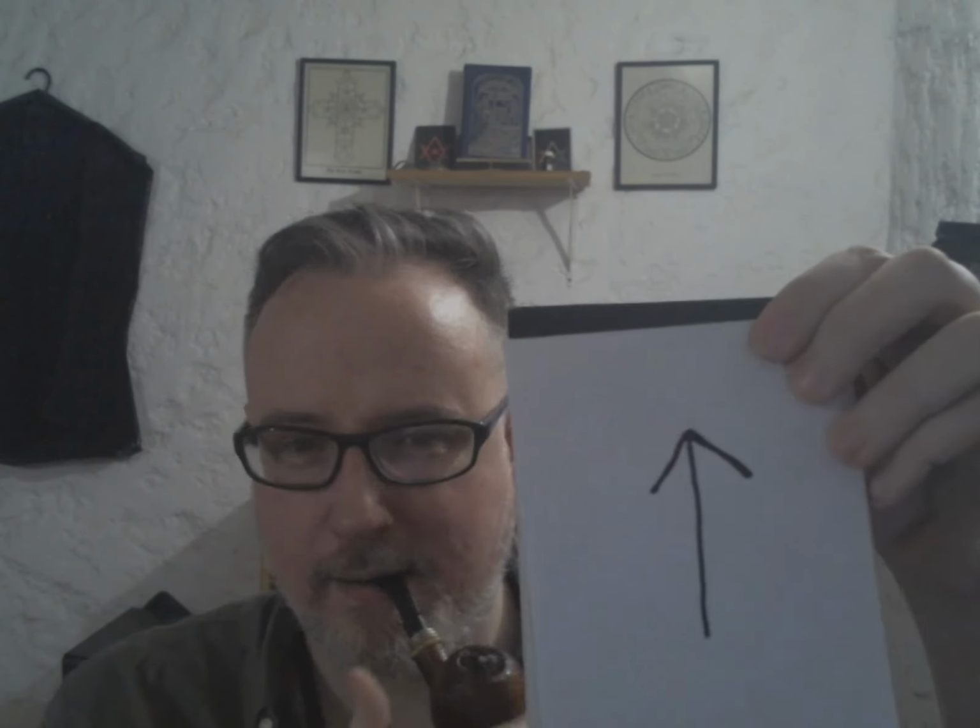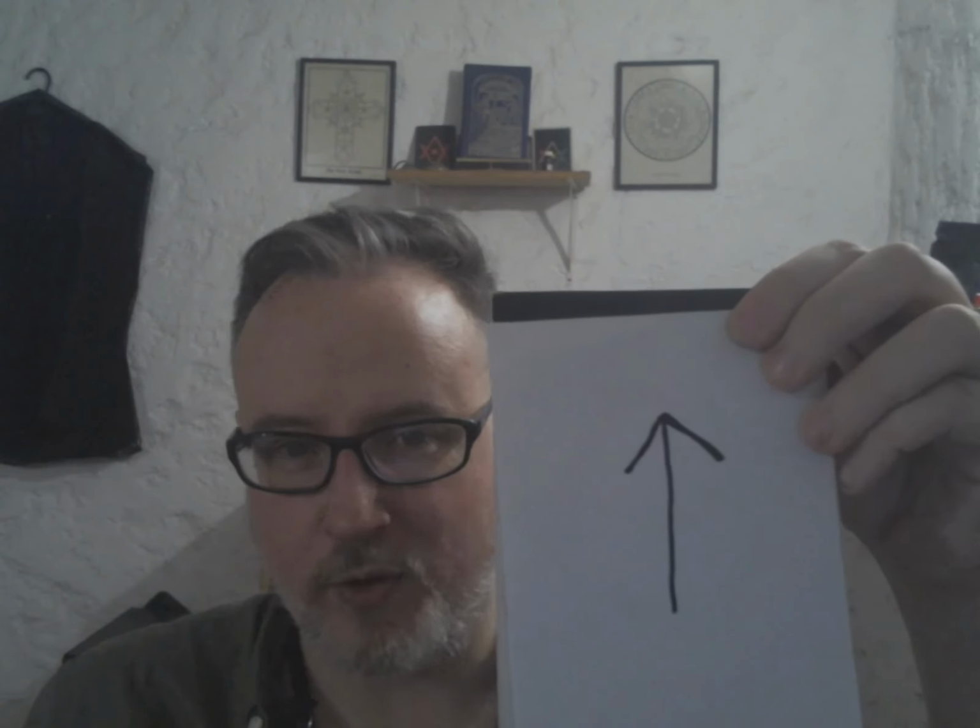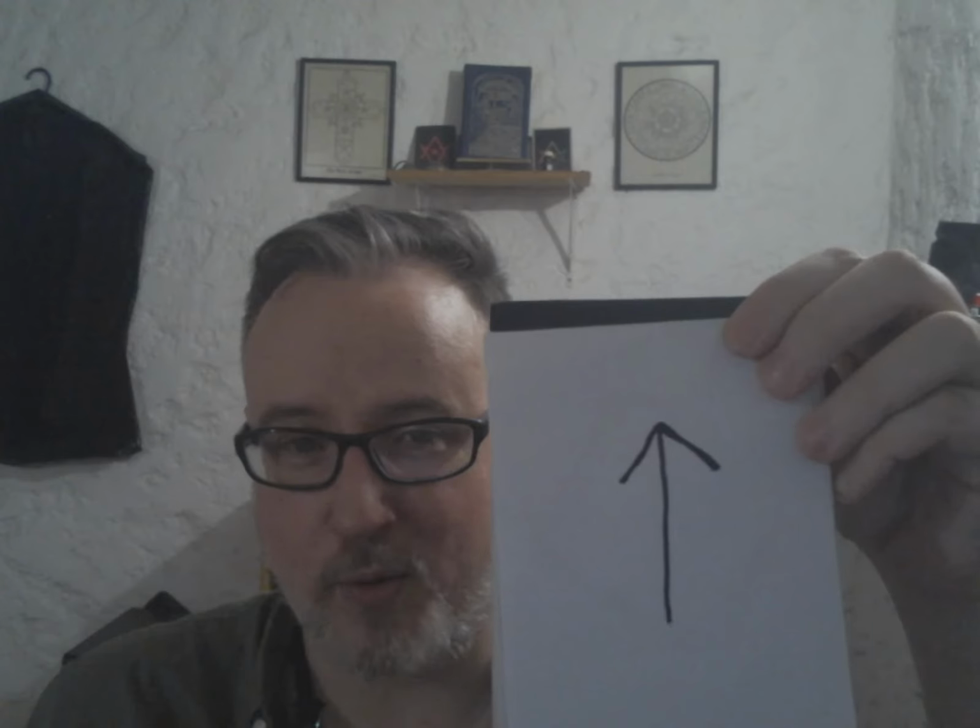The runes, if you haven't watched the introductory video to this series, consist of 24 runes that are divided into 3 sections of 8 runes each. And today we're doing the rune that's known as Tiwaz, or Tir, the Tir rune. And it's the beginning of the third 8, the third section.